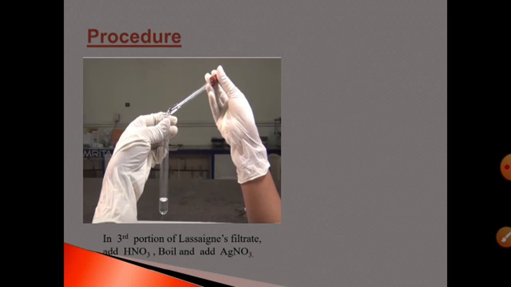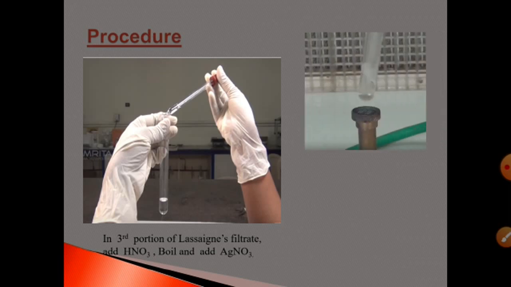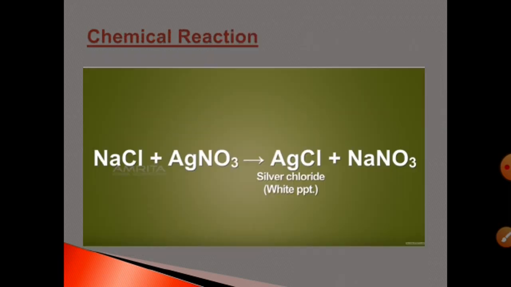Take the Lassaigne's filtrate or sodium extract, then add a small amount of silver nitrate solution. Boil and then add silver nitrate solution. Chlorine which is present in the organic compound, when reacted with silver nitrate solution, is converted into a white precipitate of silver chloride. The formation of precipitate shows the presence of halogen.